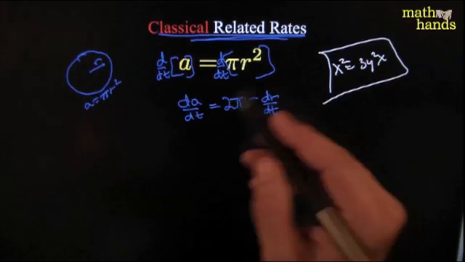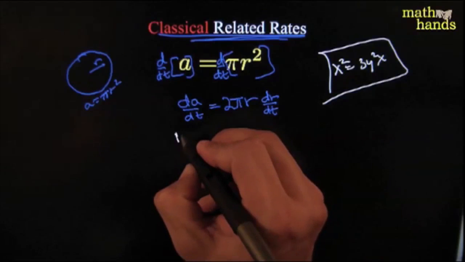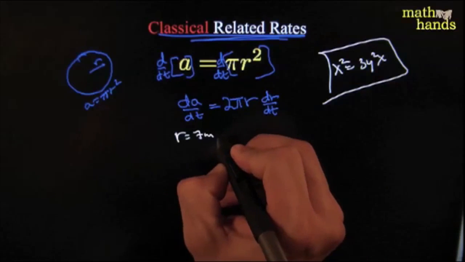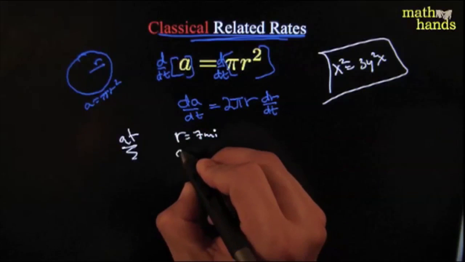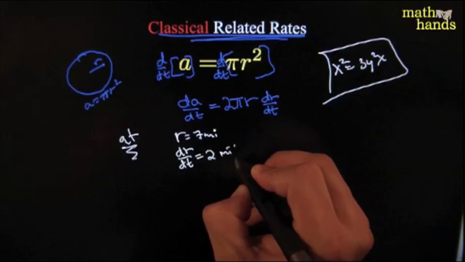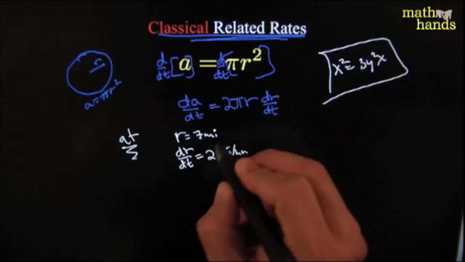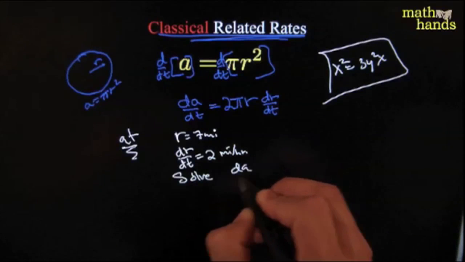So let's do this problem, okay? Suppose I give you something like this. Suppose we're given more information. Suppose when the radius is equal to 7 miles, and you know that dr/dt is equal to 2 miles per hour, and then you can solve how fast is the area changing.